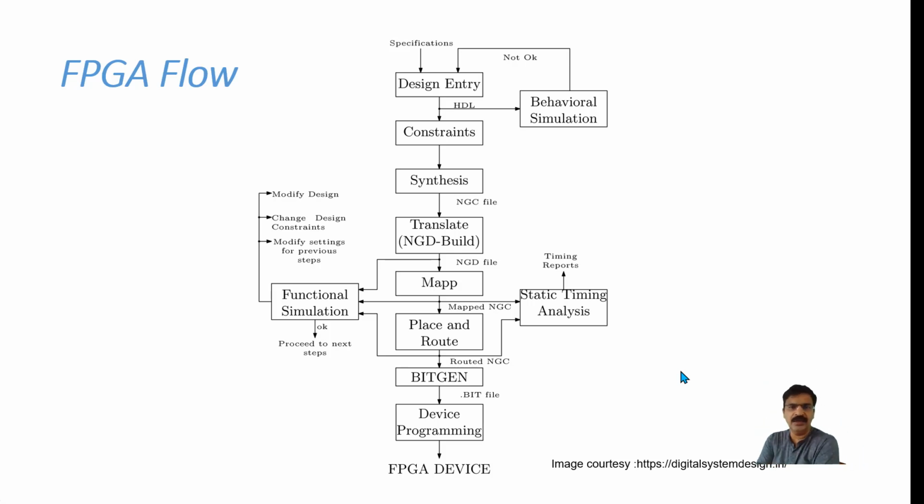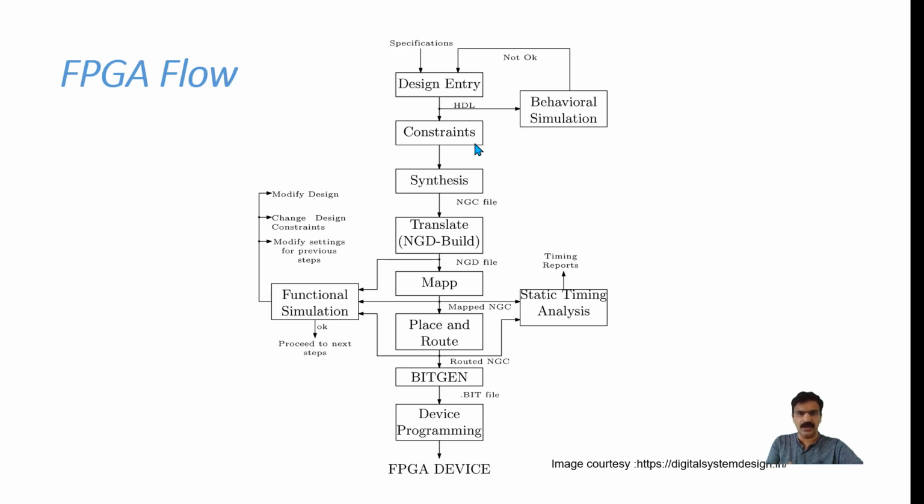Now it has a design entry in HDL, then you perform a behavioral simulation. If it is not okay, you again tweak your Verilog design and make it correct. Once behavioral simulation is correct, then you should put some constraints. What do you mean by constraints?